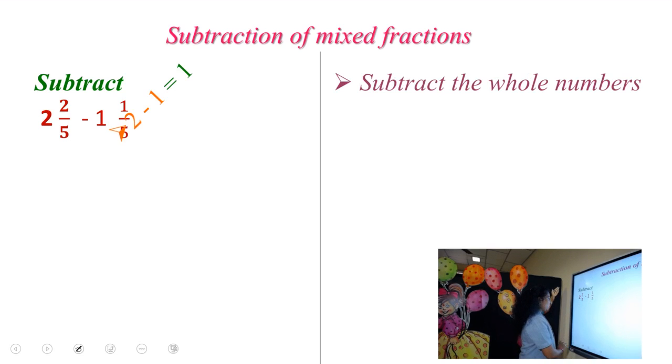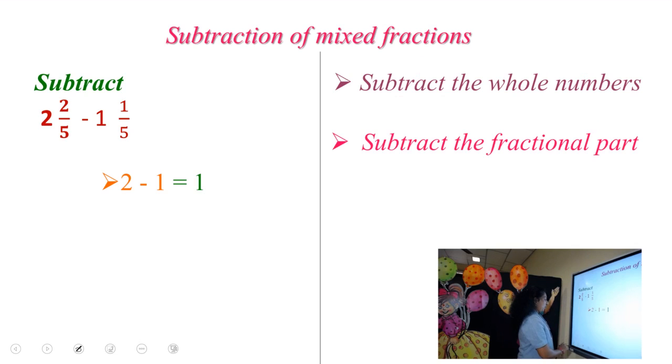So subtract 2 minus 1, that is 1. Then the next step, subtract the fractional part. That is 2 by 5 minus 1 by 5. Here the denominators are the same, so we'll write the denominator as it is and subtract the numerators. 2 minus 1 is 1 by 5.